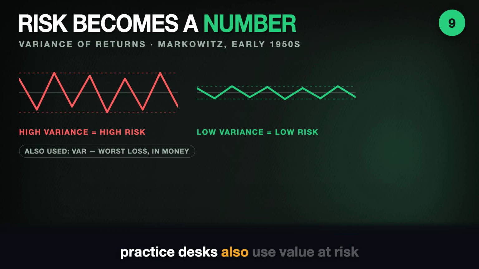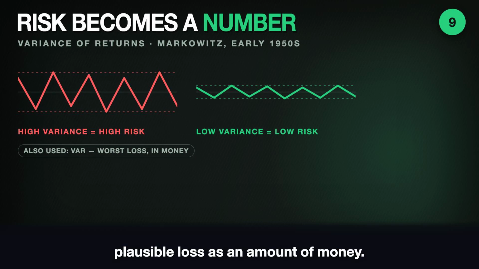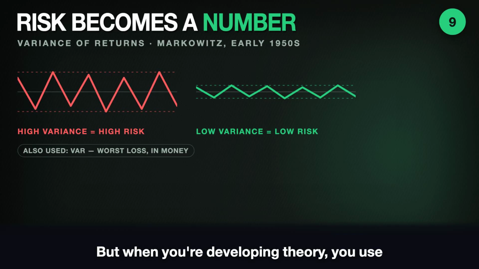In practice, desks also use value at risk, VAR, which expresses the worst plausible loss as an amount of money. But when you're developing theory, you use variance.